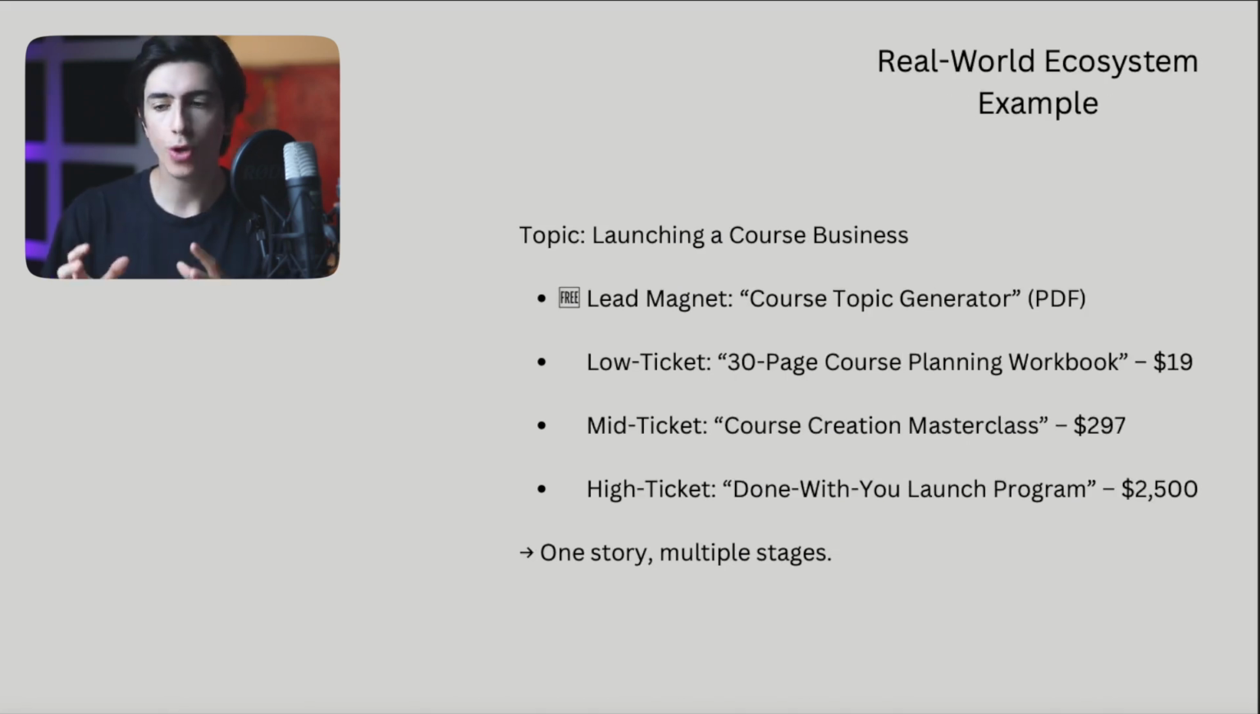So let's now set a real world ecosystem example of a course creation business. Let's say that I help people create, launch, and scale courses online, and I have, again, a course launching business. This is what my offer ecosystem would look like. I will start with a lead magnet, which again promises an instantaneous, fast, and easy win. And this could be the course topic generator.